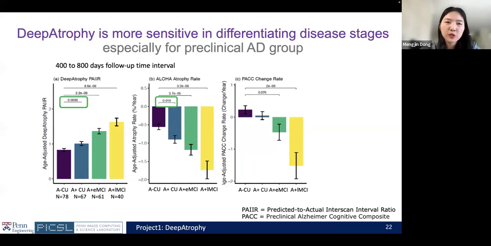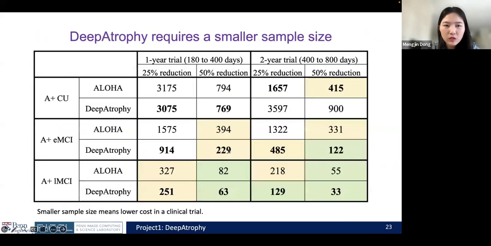When we look at within 2-year studies, the same result holds, and DeepAtrophy has a much lower p-value compared to the other 2 groups as well. Now we look at the sample size required for DeepAtrophy and ALOHA. We found that for a hypothetical 1-year trial and a hypothetical 2-year trial, in general, DeepAtrophy will have a lower sample size compared to ALOHA, meaning that we may need to recruit fewer people for a clinical trial if we use DeepAtrophy as a measurement compared to previous measurements.